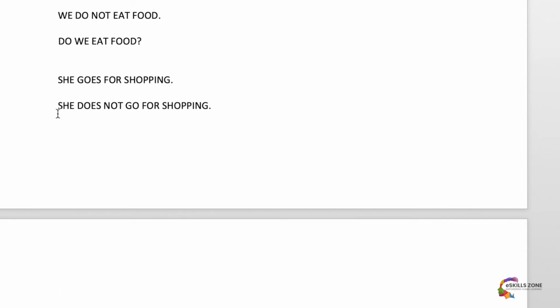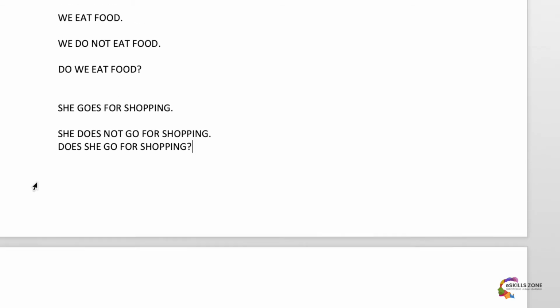Now let's take another example. She goes for shopping. Now we need to convert this positive into negative, so it's going to be she does not go for shopping. There is one more thing which I need to tell you, and I'll tell you just in a second, because that's equally important. We'll convert this into interrogative. Does she go for shopping? Question mark.